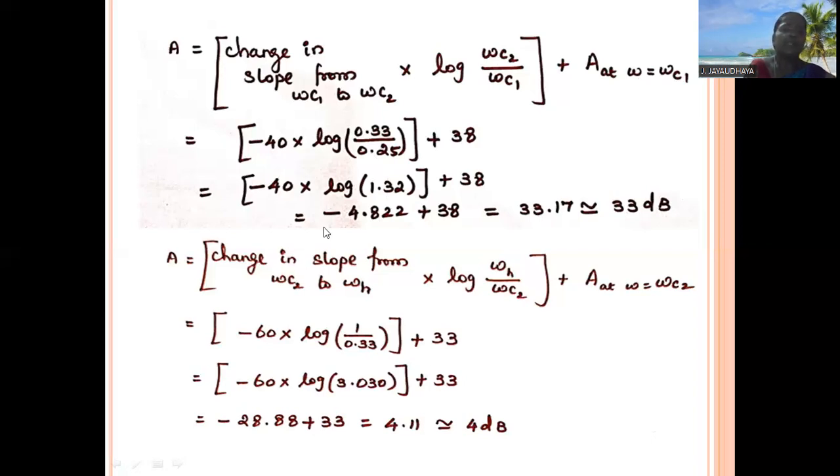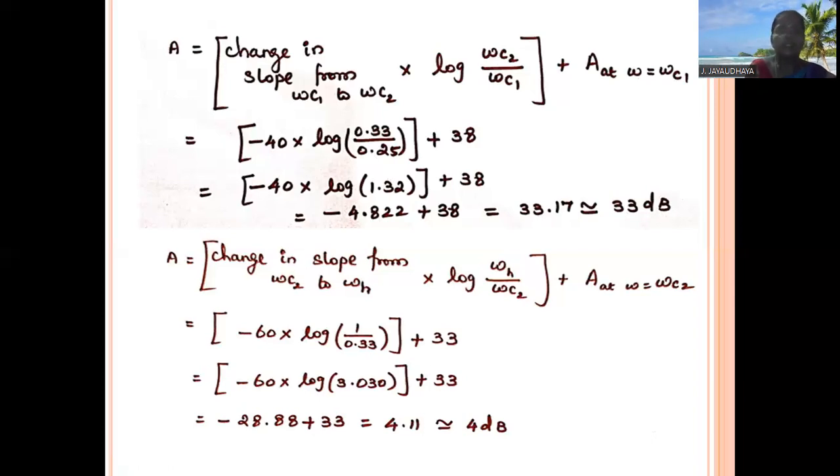Then next, I am moving to the next magnitude calculation. A is equal to the change in slope from omega C2 to omega H, into log of omega H divided by omega C2, plus the magnitude at omega equal to omega C2.